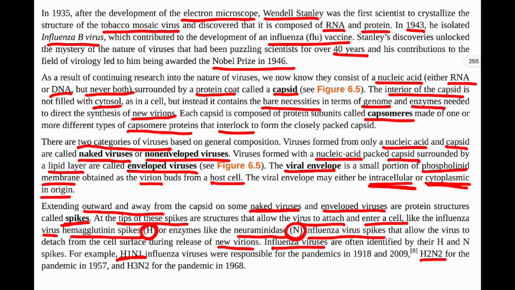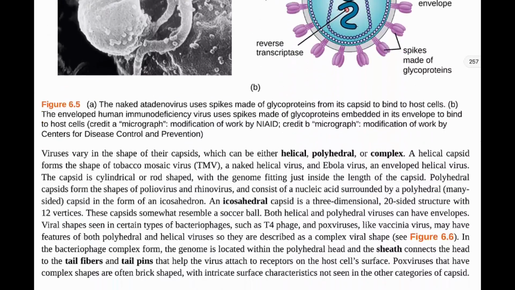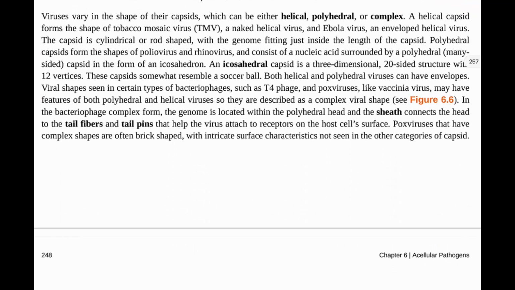So let's take a closer look at some different types of viruses then. So we have different shapes of viruses, and that's due to the shape of their capsids. So they can be either helical, polyhedral, or what's called complex, or basically the rest of them. So the helical capsid is like the tobacco mosaic virus.